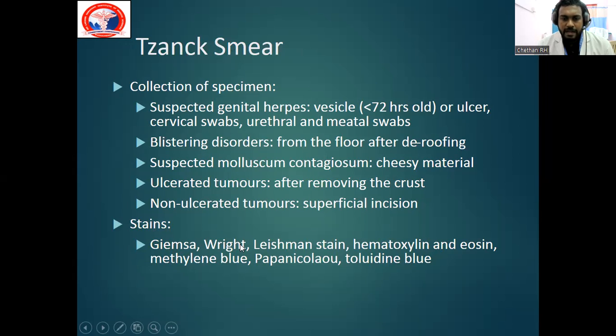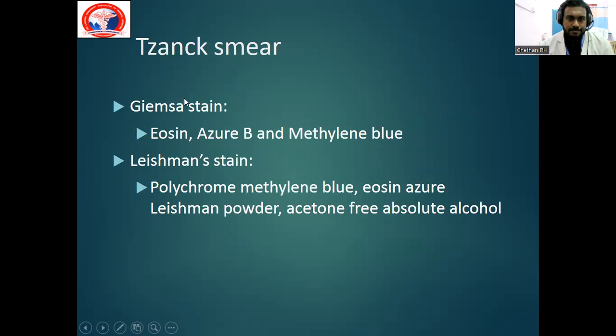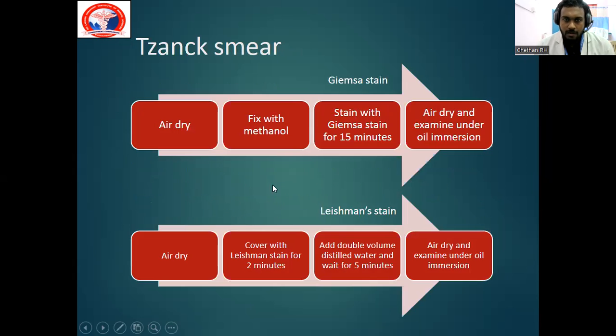You can also use Wright stain, Leishman stain, H&E, methylene blue, all of these can be used for doing a Tzanck smear. The most commonly used ones are Giemsa stain and Leishman stain. Giemsa stain contains azure B and methylene blue, and Leishman stain contains polychrome methylene blue, azure, Leishman powder, acetone-free absolute alcohol.